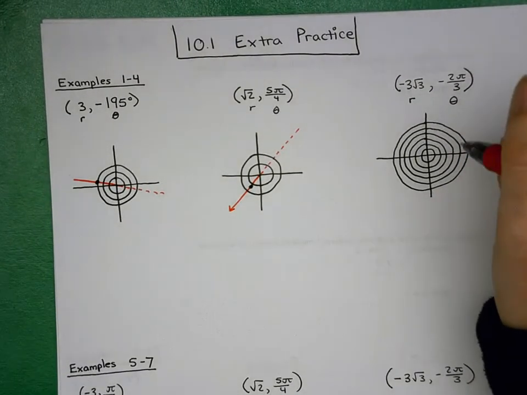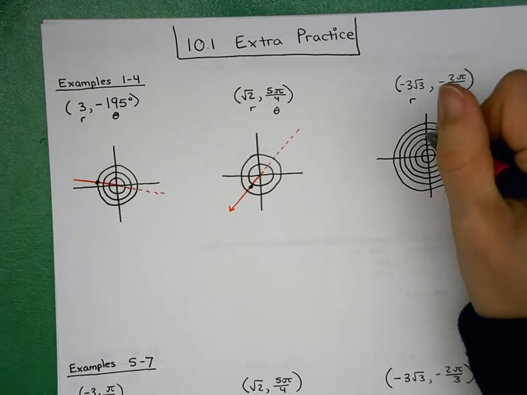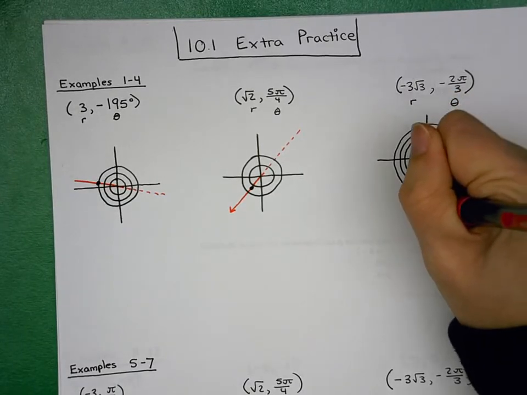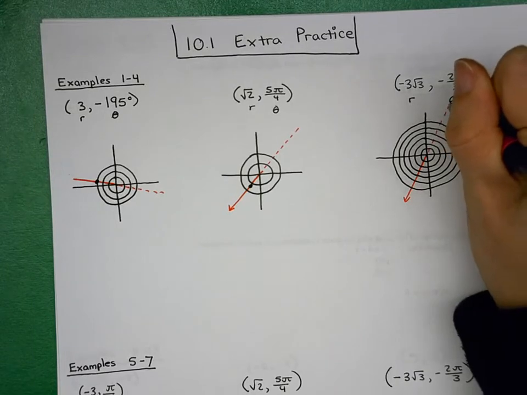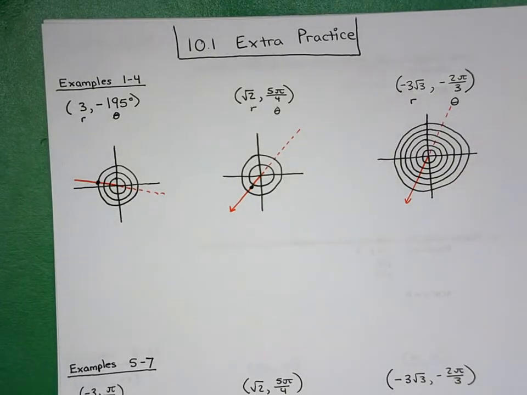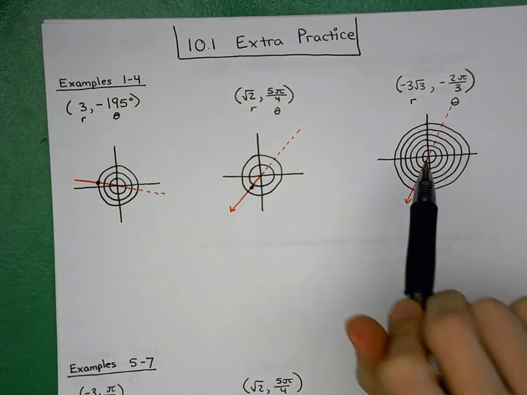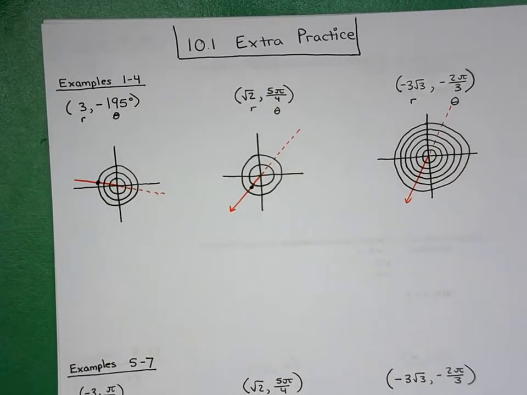Okay, well, negative 2 pi over 3 would be in the third quadrant, because 2 pi over 3 is in the second. So negative 2 pi over 3 would be in the third quadrant. It's a 60-degree angle in the third quadrant. And reverse the opposite direction. Our r in this case is negative, so I'm not actually going to be moving out along this line. I'm going to be moving in the opposite direction, negative 3 root 3 in the opposite direction.